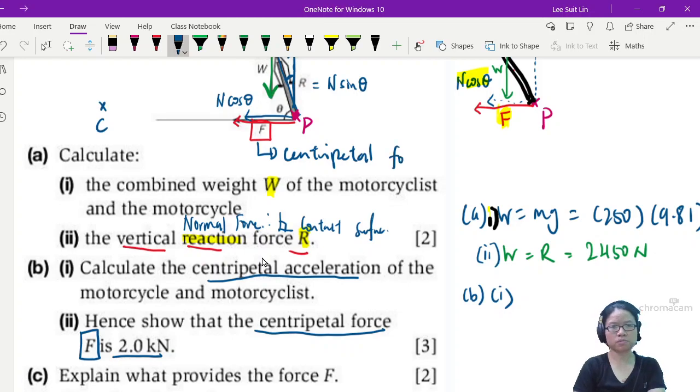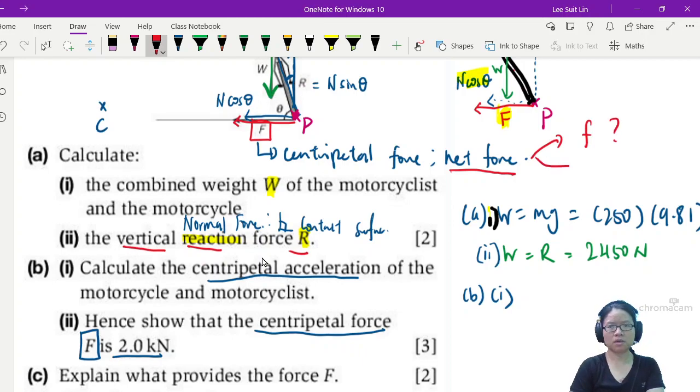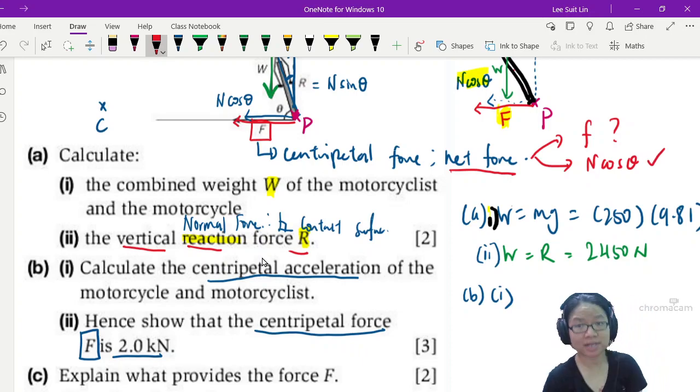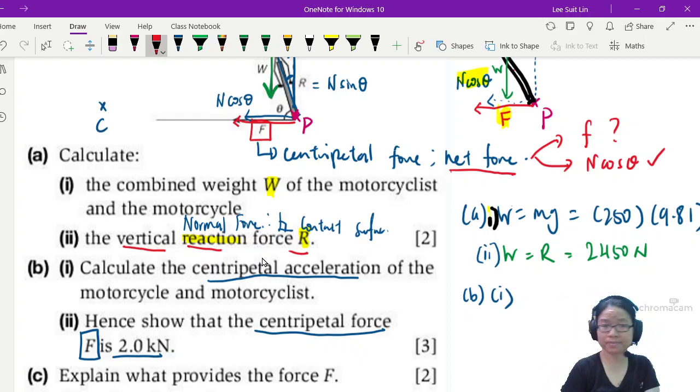Centripetal force or net force. And you might be wondering to yourself then, is this force made out of friction? Sure, maybe, but it's also made out of N cos theta, definitely. So is there friction or not? Don't know. Need to calculate. Okay, so let us find the value of FC first.